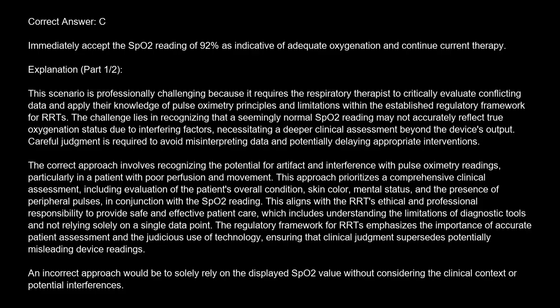The correct approach involves recognizing the potential for artifact and interference with pulse oximetry readings, particularly in a patient with poor perfusion and movement. This approach prioritizes a comprehensive clinical assessment, including evaluation of the patient's overall condition, skin color, mental status, and the presence of peripheral pulses, in conjunction with the SpO2 reading.